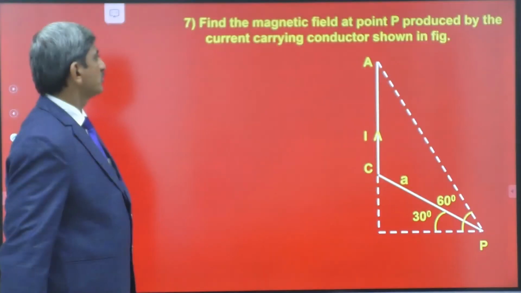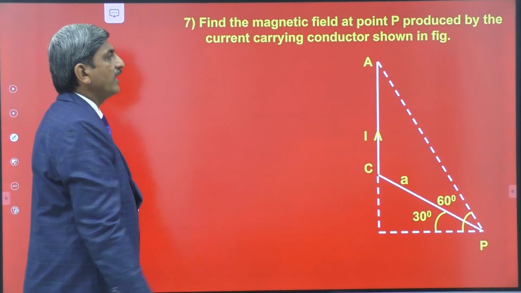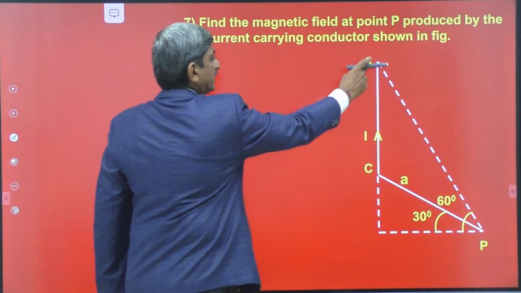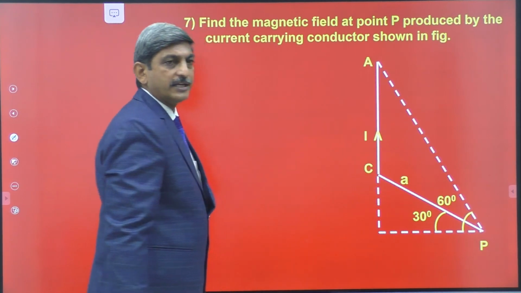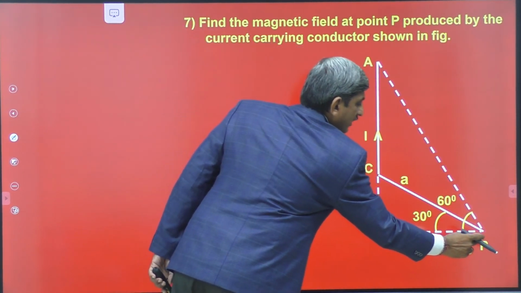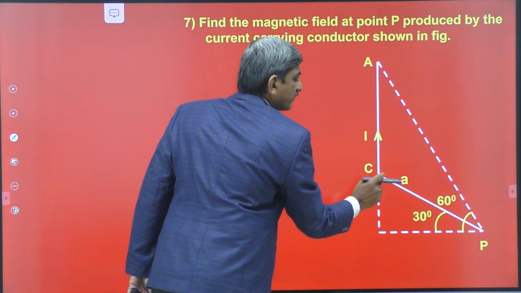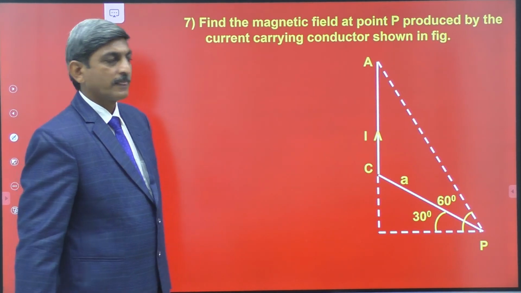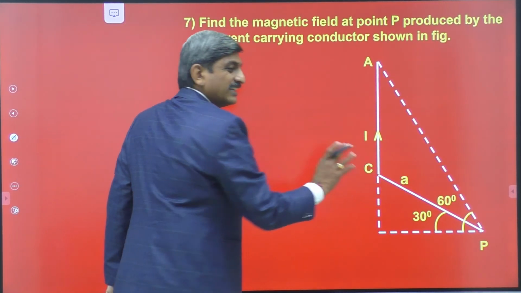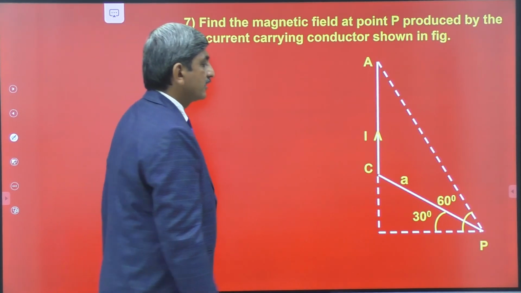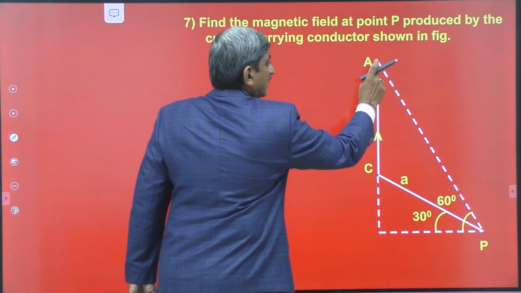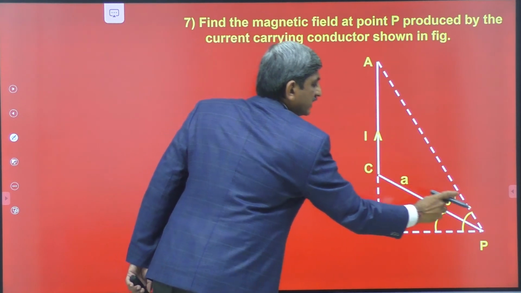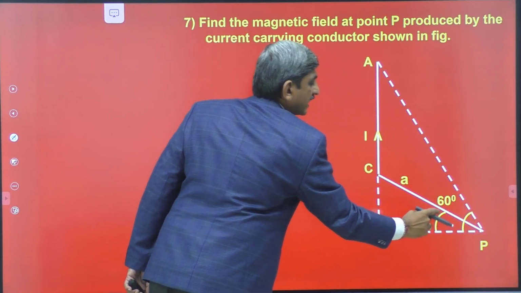Now come to the next model. Find the magnetic field at a point P produced by the current carrying conductor shown in the figure. Here, this AC is the current carrying conductor which is carrying a current I. We want to determine the magnetic field at point P, which is at a distance A from the bottom end of the given wire, as shown in the figure. Now, see this diagram. This A is not the perpendicular distance. That too, here the elevated angles of the point A and point C at point P are given as 60 degrees and 30 degrees.